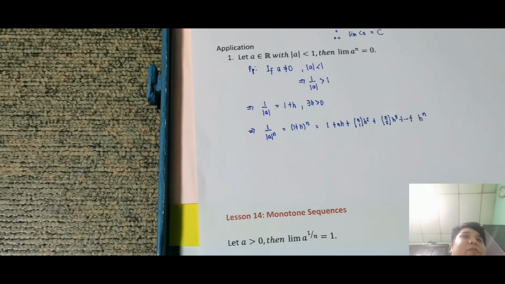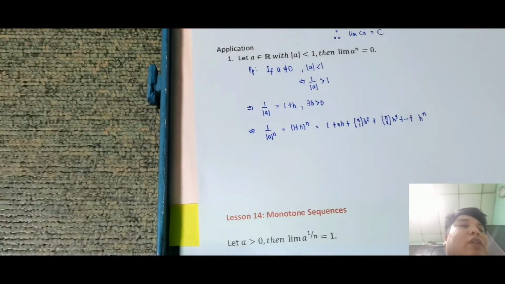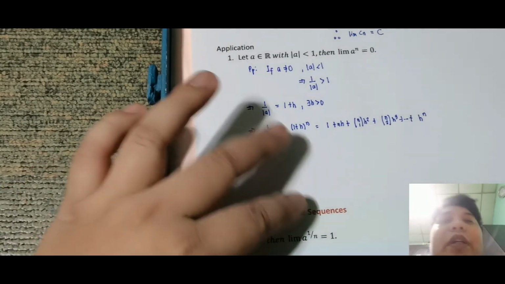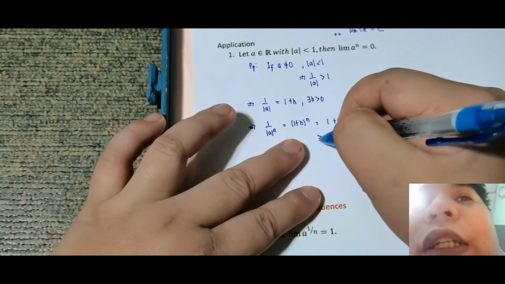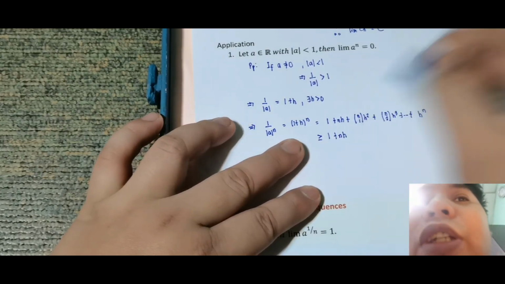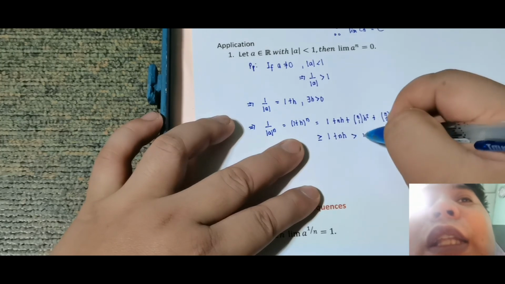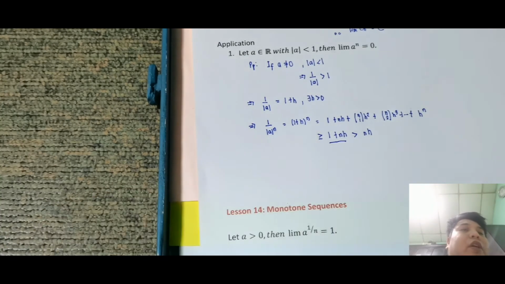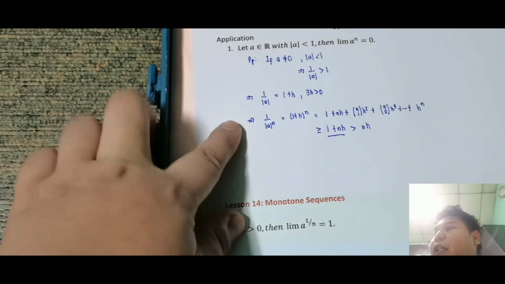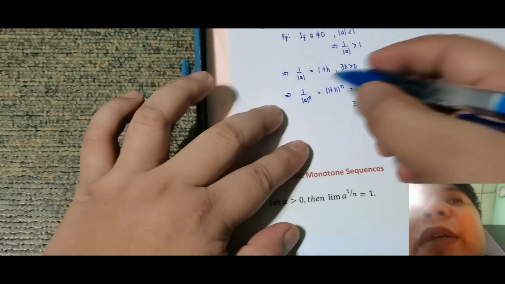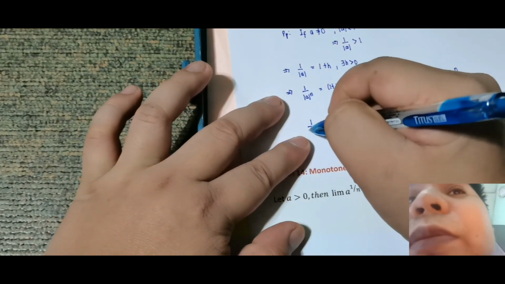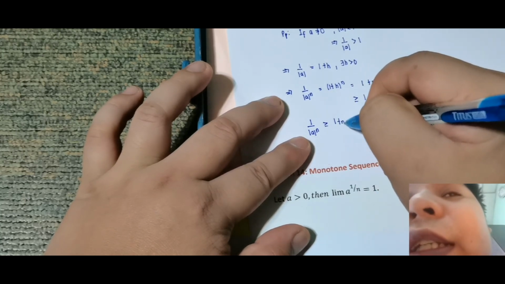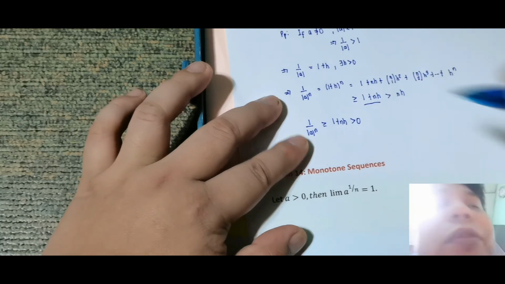Ngayon, kung kukunin ko yung upper bound at lower bound nung part na to, ang lower bound dyan is less than or equal sa 1 plus nh. Ang concern ko lang naman lower bound. Okay, ito lang naman yung gagamitin ko. So, ibig sabihin, itong 1 over a raised to n, meron tayong form na ganito: 1 over a raised to n is greater than or equal sa 1 plus nh, which is greater than 0. Alam ko kasi greater than 0 yan.